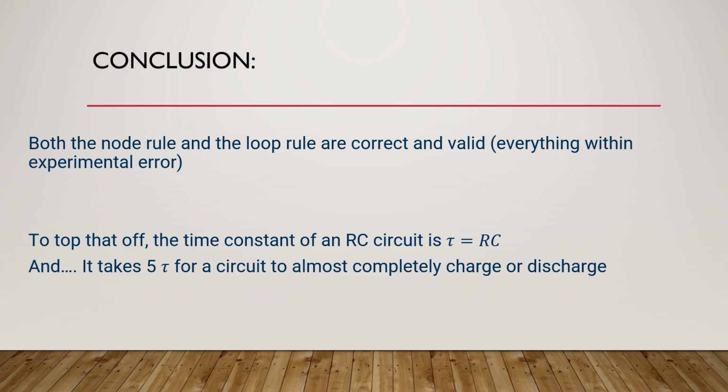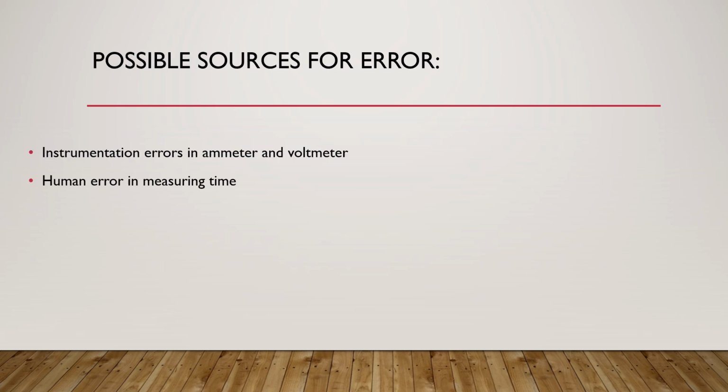Thus, to conclude, both the node rule and the loop rule are correct and valid because everything that we measured within this lab is within the experimental error. To top that off, the time constant for an RC circuit is tau equal to RC, and it takes 5 tau for a circuit to almost completely charge or discharge.